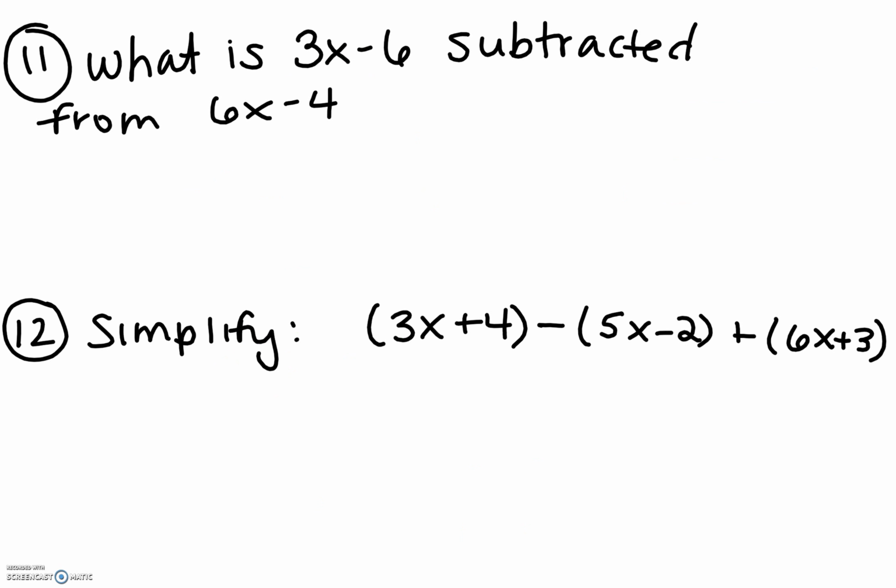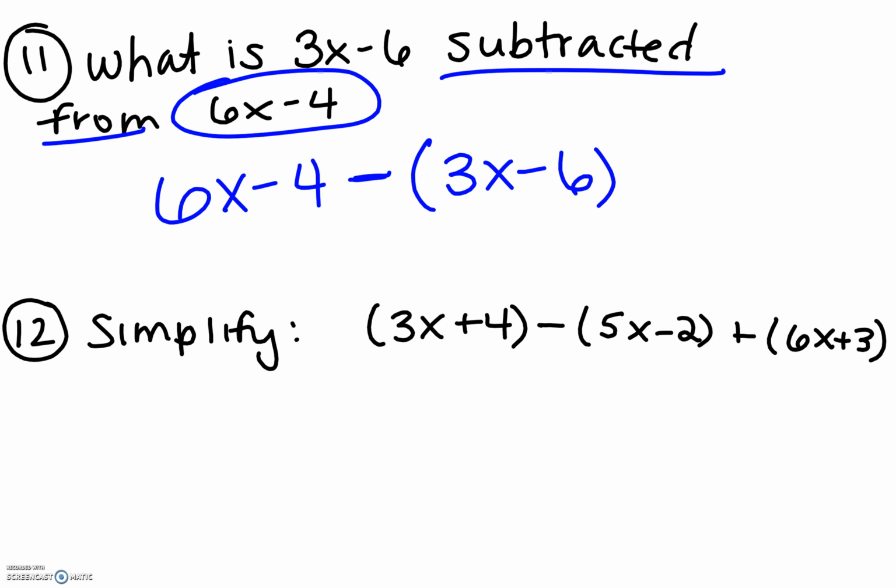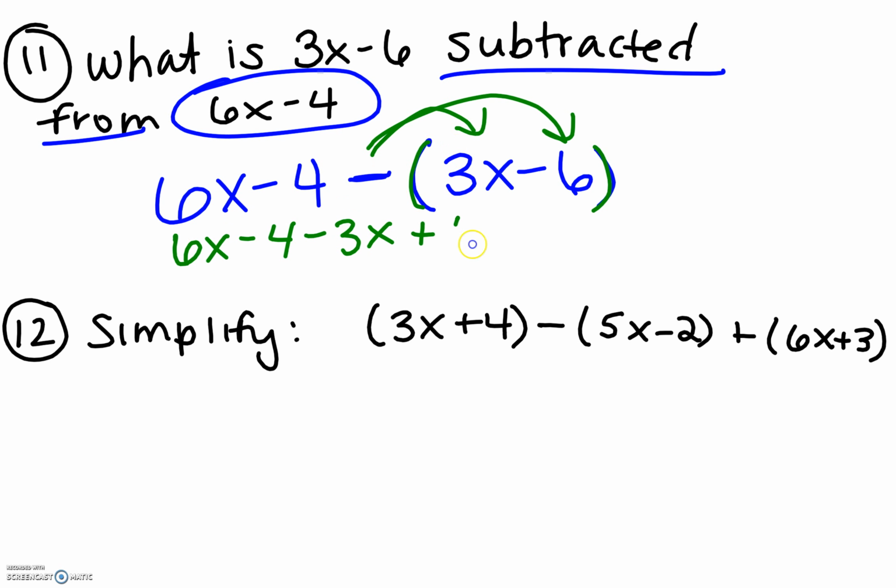11. What is 3x minus 6 subtracted from 6x minus 4? Remember, when we see subtracted from, whatever's after from, we want to write first. So 6x minus 4, subtraction sign, then 3x minus 6. We want to place this inside the parentheses because it is more than one term, which reminds us to distribute out that negative. So 6x minus 4, negative 3x plus 6.